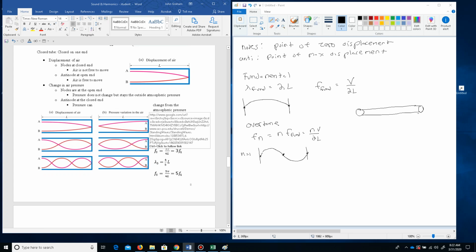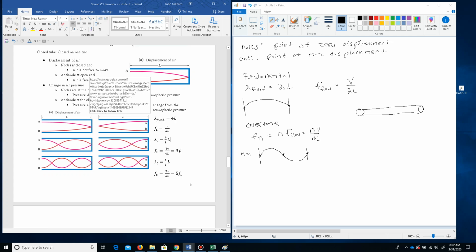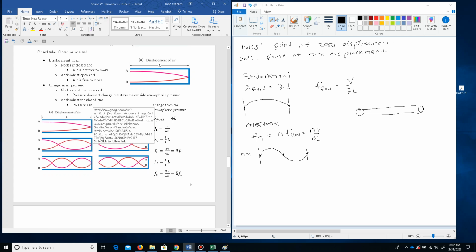And then if we add in this case another node, so now instead of 1 node on the end, there's 1 node before you get to the second maximum. And so this would be half of a wavelength and then another 1/4. So that's 3/4 of the wavelength. So the wavelength itself would be 4/3 of the length of the tube. And then we add another node, and we get 1 whole wavelength plus 1/4. So the wavelength is 4/5 of the length of the tube.